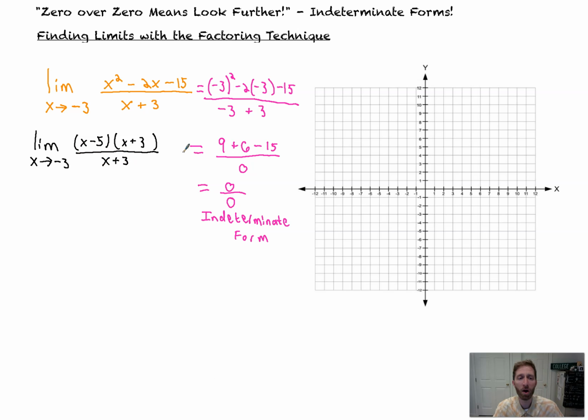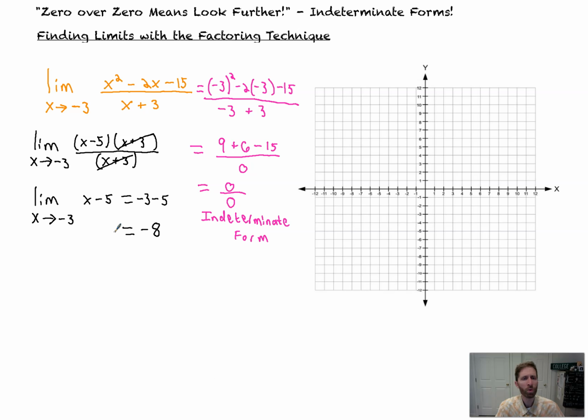All right, let's keep going. So now you're not going to plug -3 in again, because you're going to get 0 over 0. What we're going to notice is that the x plus 3's can divide out. And so you're left with the limit as x goes to -3 of x minus 5. Now I can plug in -3, because I'm not going to get 0 over 0. That gives me -3 minus 5, which is equal to -8. And that is our limit.